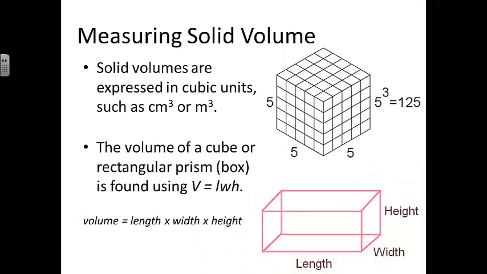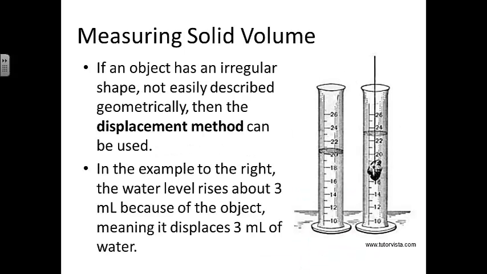Now, measuring solid volumes, when we measure those, we use a different type of unit. We don't use liters and milliliters for solids. We express their units in cubic units, such as cubic centimeters or cubic meters if it's a large volume, like the volume of a pool. The volume of a cube or rectangular prism is found using the formula volume is equal to length times width times height. If we have an object that is not easily described geometrically, we can use a method known as the displacement method to figure out its volume.